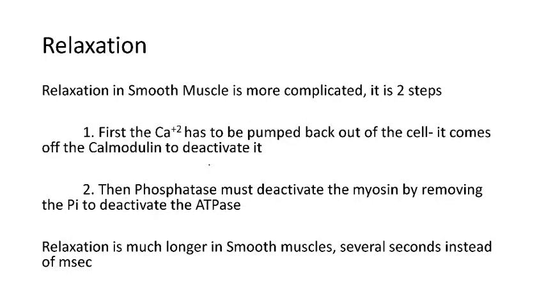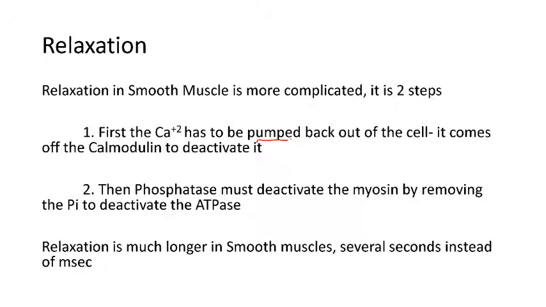Relaxation in smooth muscle is also more complicated than in skeletal. It has at least two steps. First, we have to pump the calcium back out of the cell, whether we pump it straight out or we pump it into the sarcoplasmic reticulum. It's still a pump. This means calcium is being moved up its gradient. It comes off the calmodulin. That was only allosteric. That's easy enough to do.